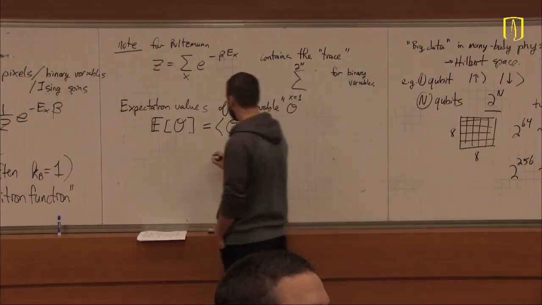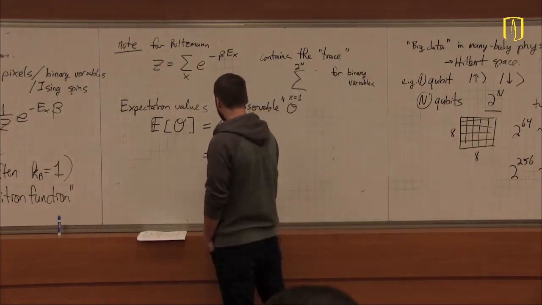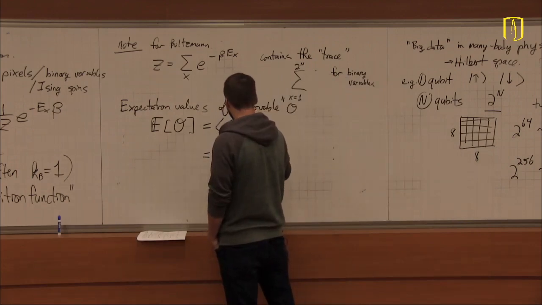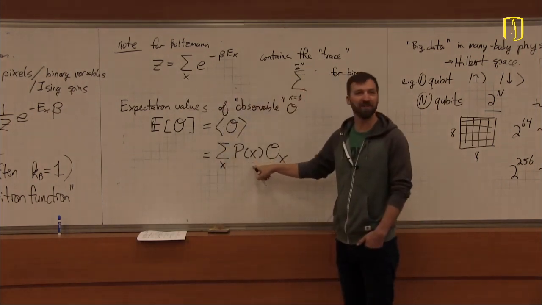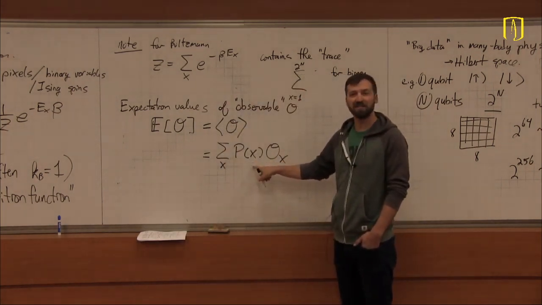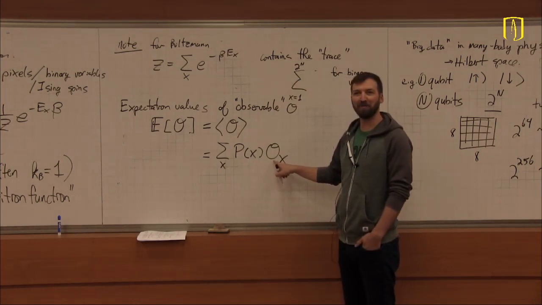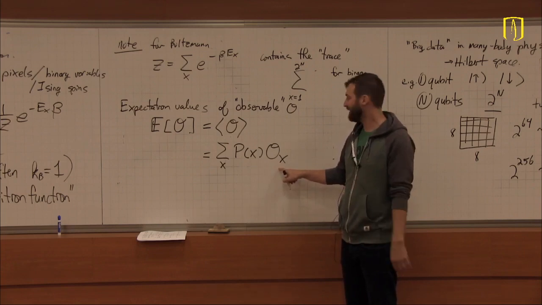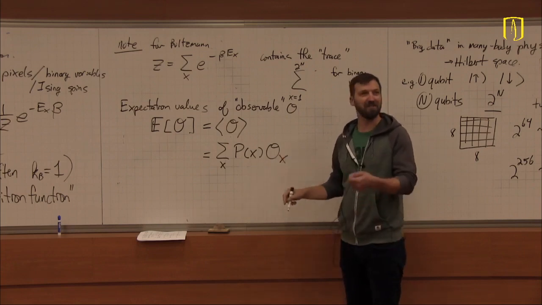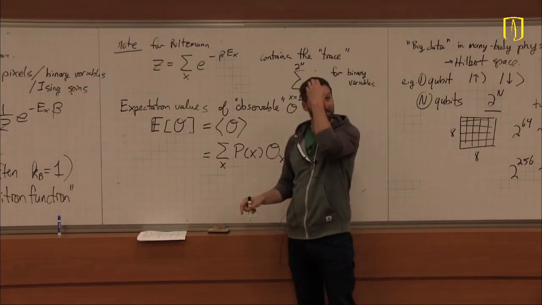Precisely, it's again the sum over all possible states in the system, the probability distribution that underlies those states, and the value of the observable in each one of those states. So if O is the energy, and you know the Hamiltonian, then O of x is the energy of that specific state that occurs in that sum.